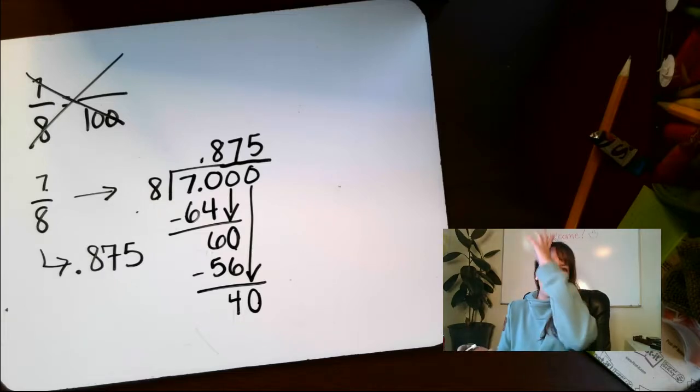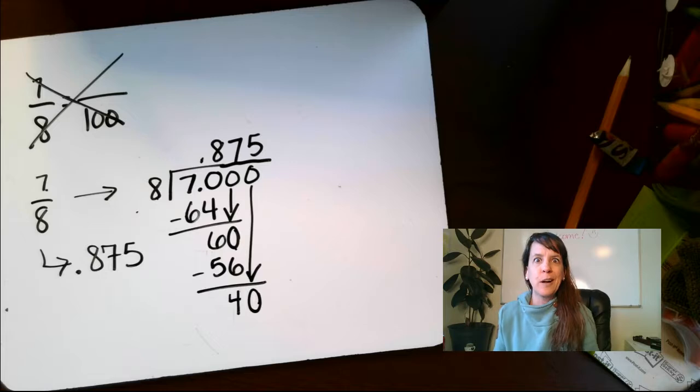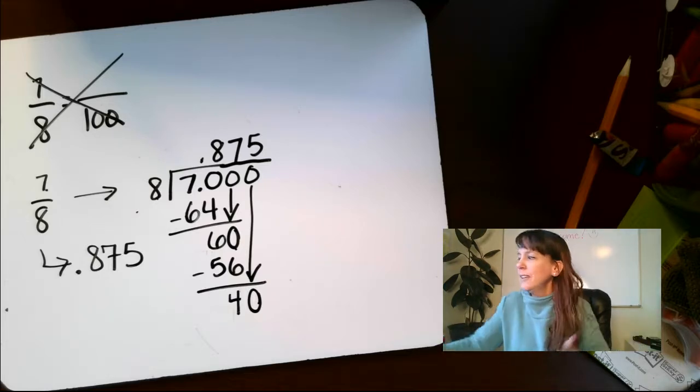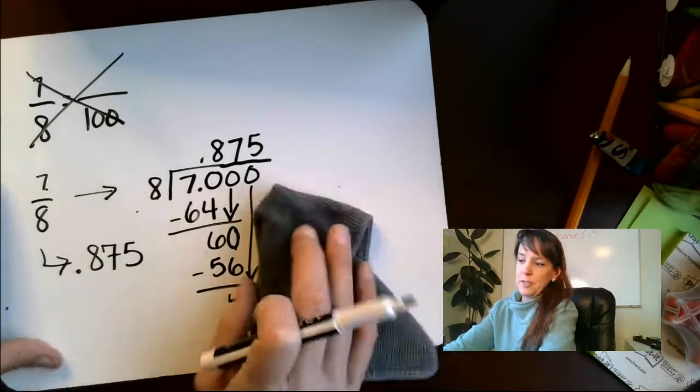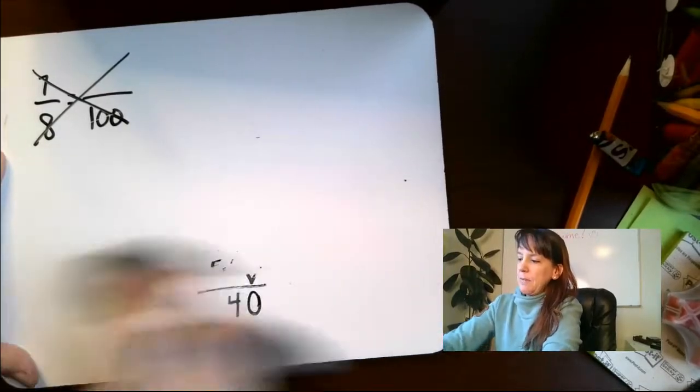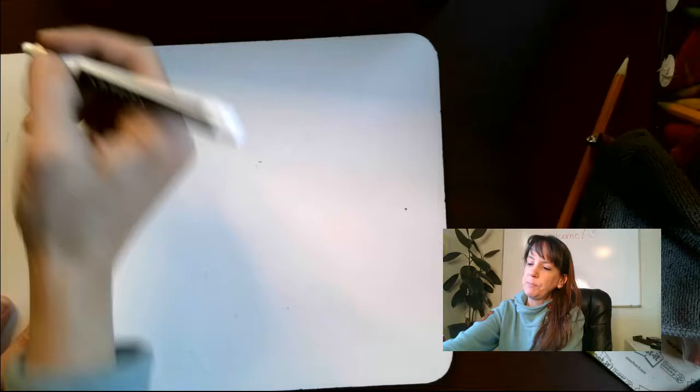However, if it has a base that is a factor of 100, it's a lot easier just to turn it into a fraction that is over 100, because that makes it a lot easier to turn it into a decimal. So that's something to keep in mind. All right, let's look at some of these examples here.